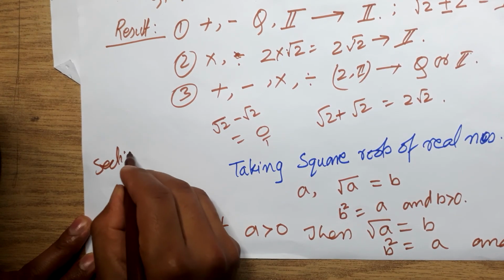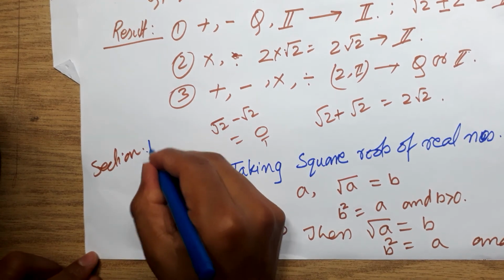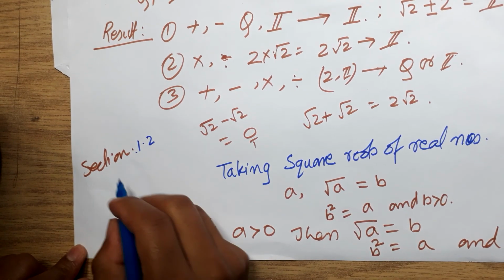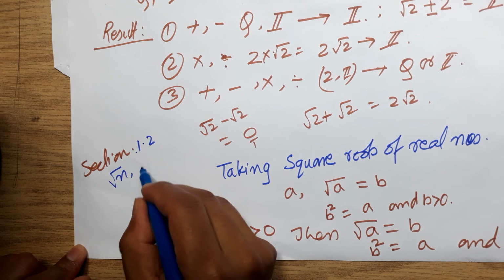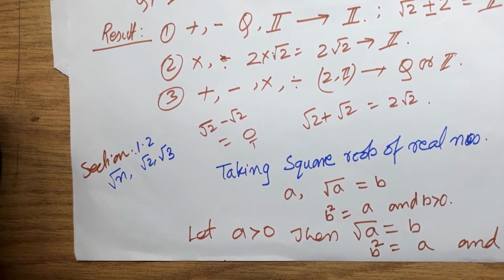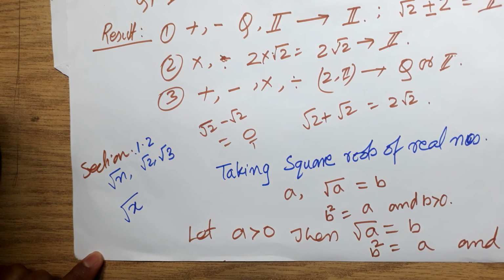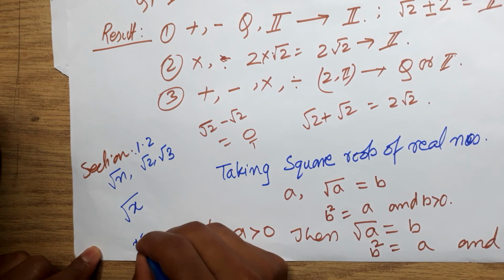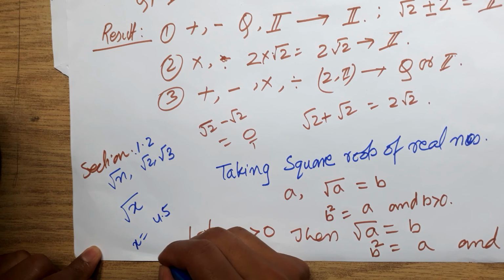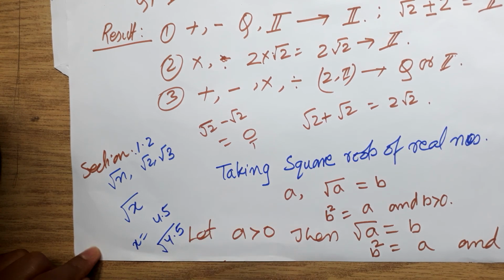In section 1.2 we have learned how to represent root n. That means we have seen root 2, root 3 on a number line. Now in the next section we will learn how to represent root x for any given positive real number x geometrically. Example, suppose x equals 4.5, then how to represent under root 4.5 on a number line geometrically. Now we will stop here.